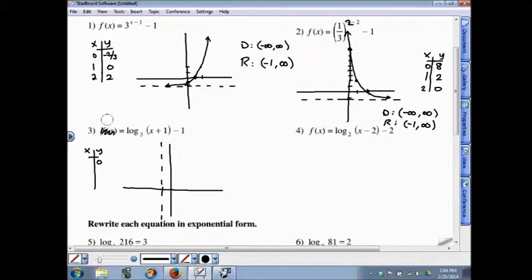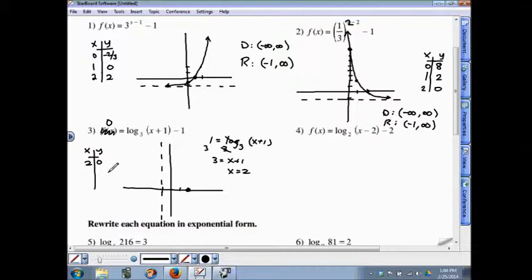So if we put a 0 in for y, we have to solve for x to find out what the x value is. We're going to add 1 to both sides. That gives us the equation 1 equals log base 3 of x plus 1. If you exponentiate both sides with a base of 3, that takes care of the logarithm over there. 3 to the first power is 3, so we have 3 is equal to x plus 1. That means that x is equal to 2. So the x-intercept is 2.